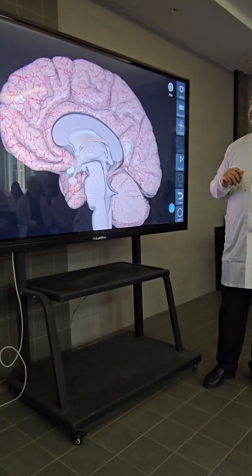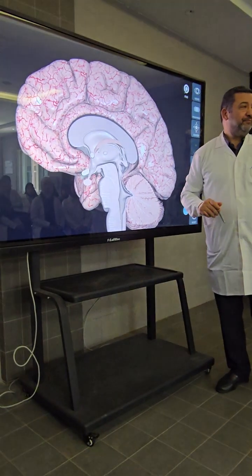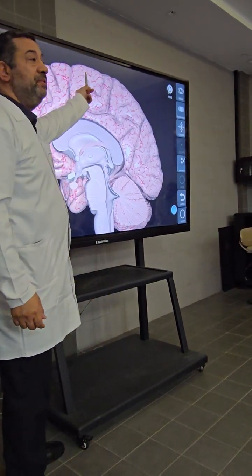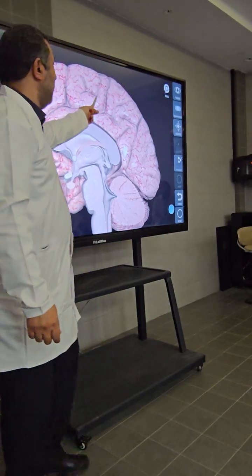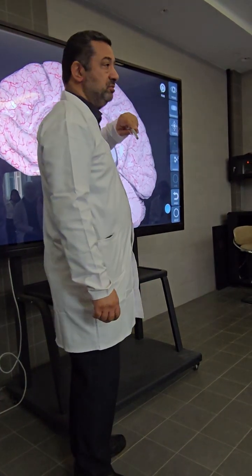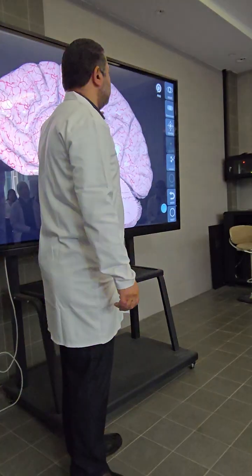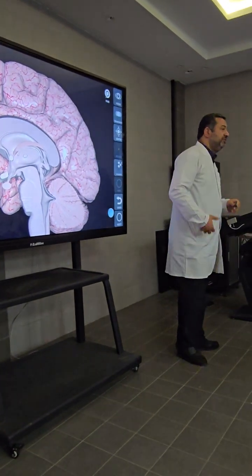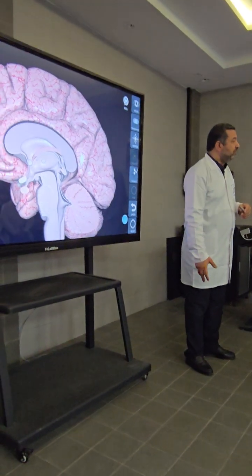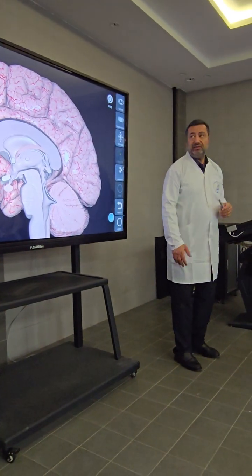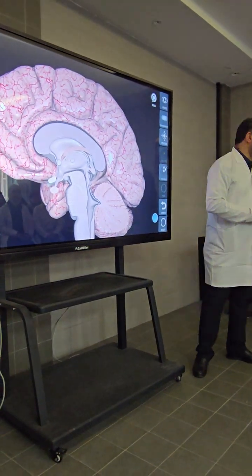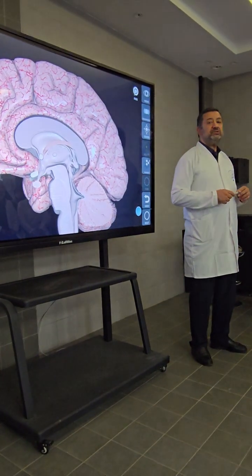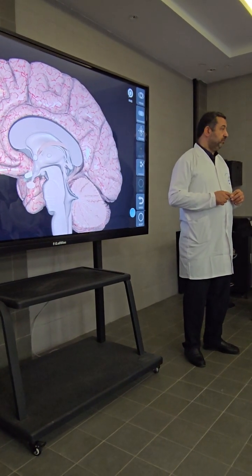In the paracentral lobule, you see the continuation of the precentral gyrus and postcentral gyrus. This continuation of the postcentral gyrus is related to sensory information of the opposite lower limb. And this continuation of the precentral gyrus is for motor innervation of the opposite lower limb.